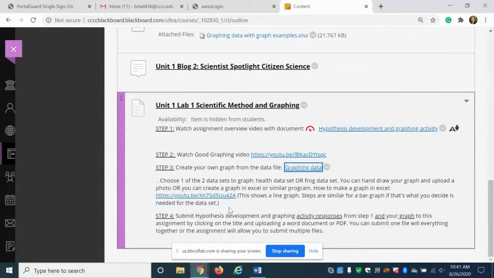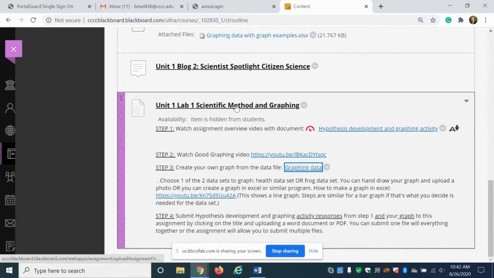And I've got a how-to video here of how to make a graph in Excel. You could also hand draw it on that piece of paper if you want. You have a choice. All of the components of your graph that are needed can be found up here in the Good Graphing video. Once you get through all of that, what you are submitting to the assignment are your responses from the hypothesis development and your graph. So I really need two things. I need your responses from this assignment and I need your graph.